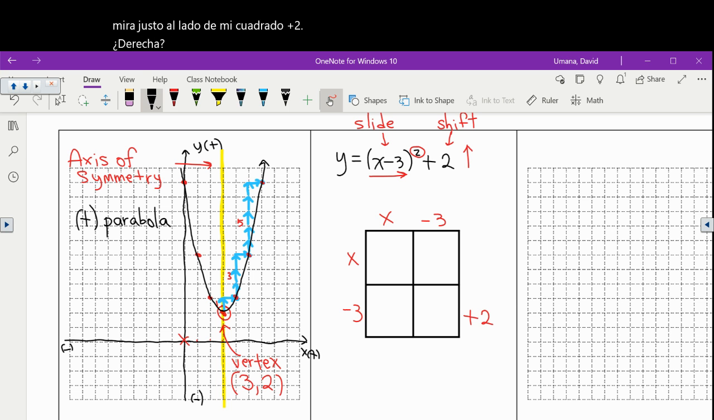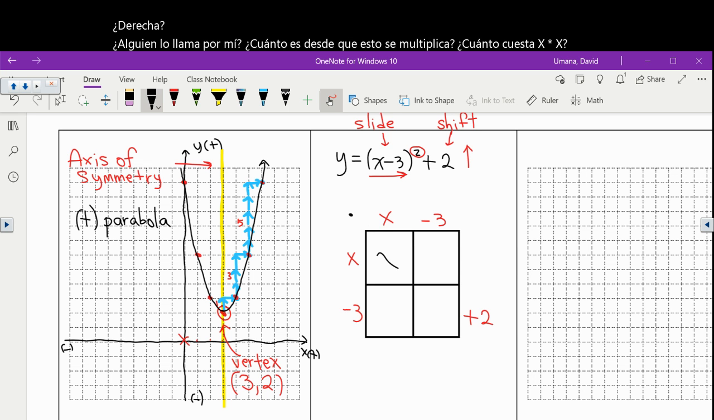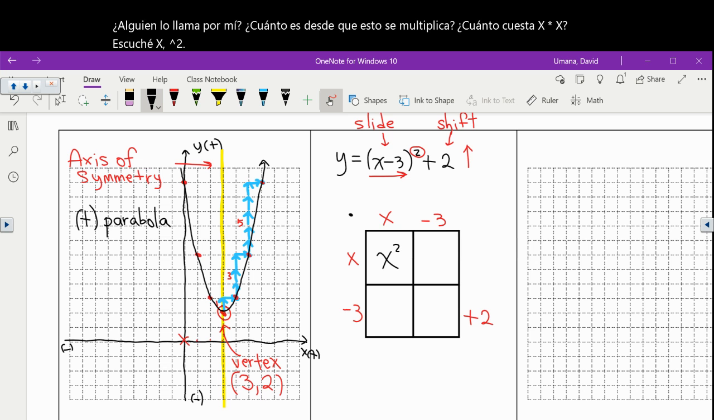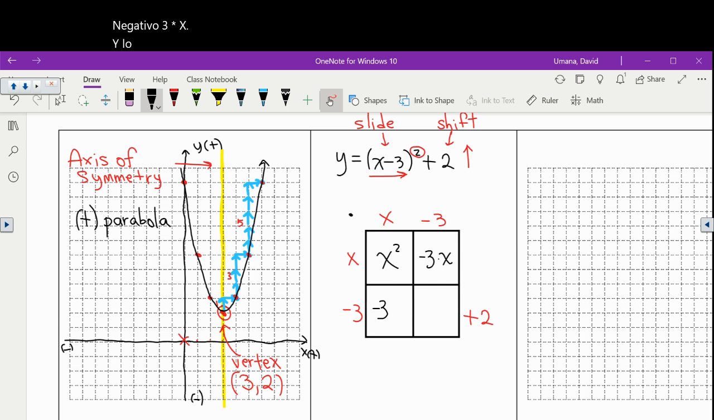Anybody call it out for me? Since this is multiplied, how much is x times x? I heard x squared. Negative 3 times x. And I'm being told to repeat. And I'm being told the last one is a 9.